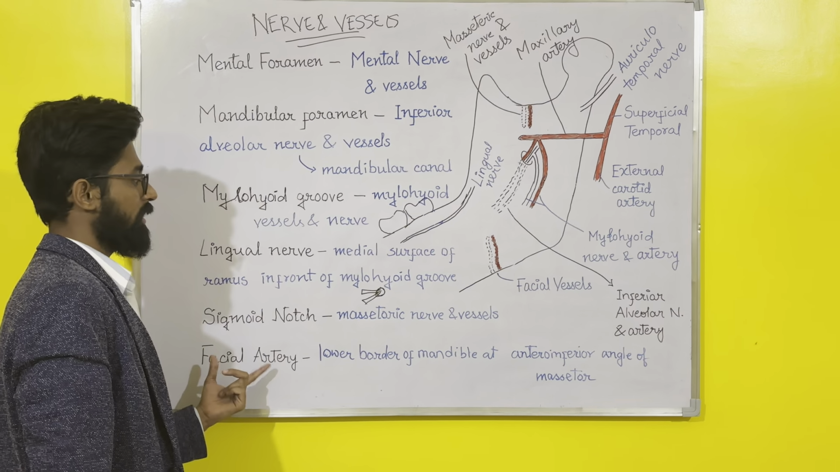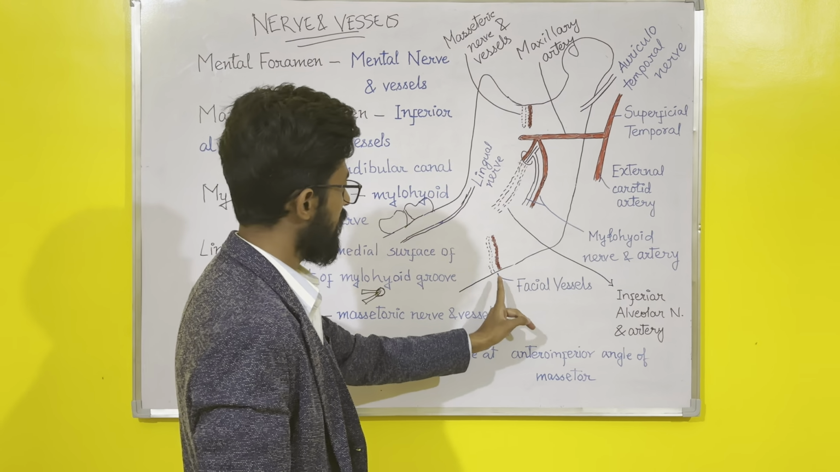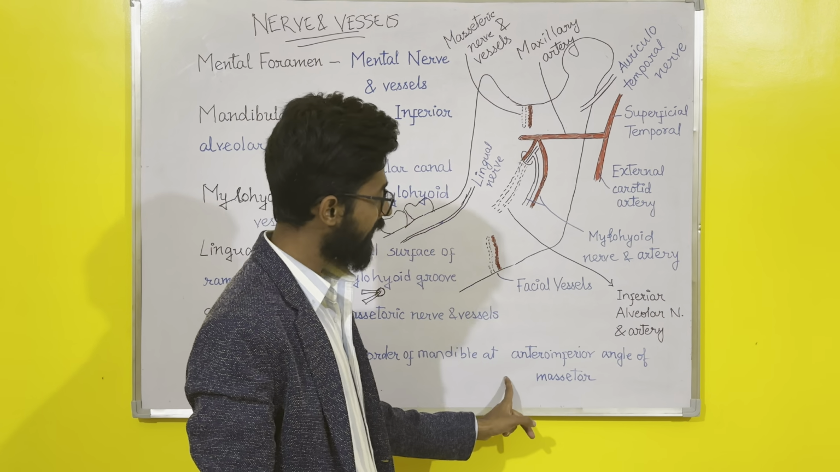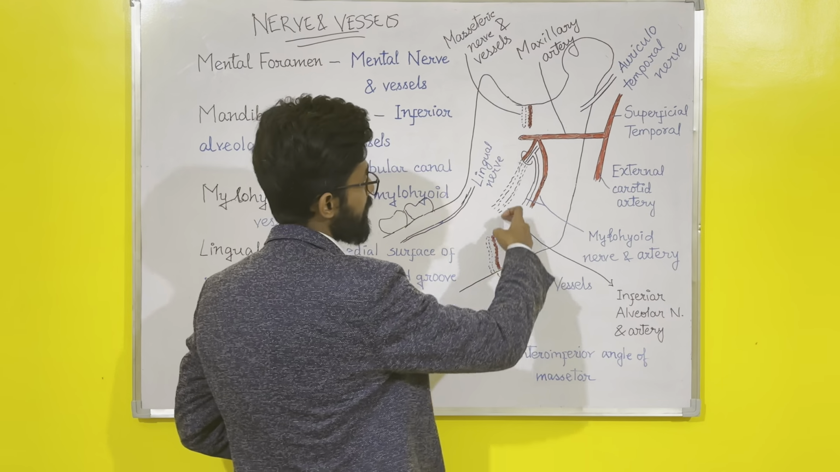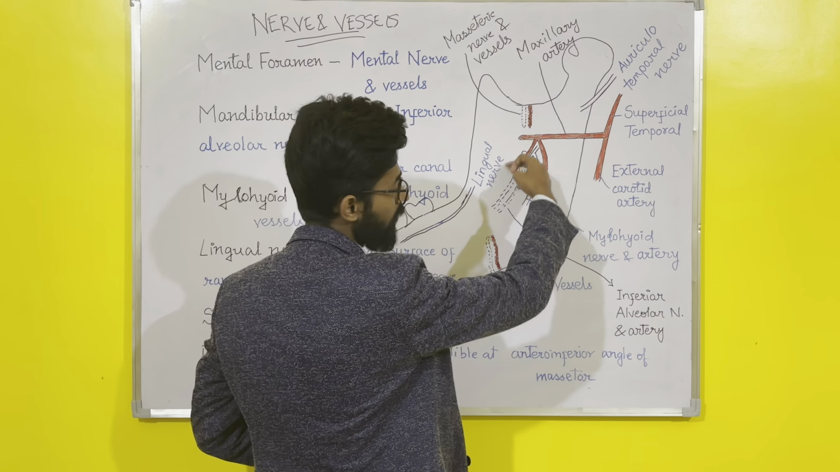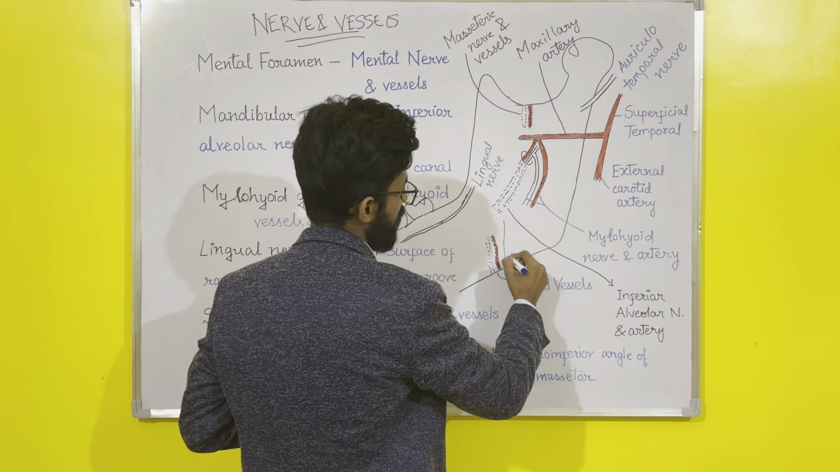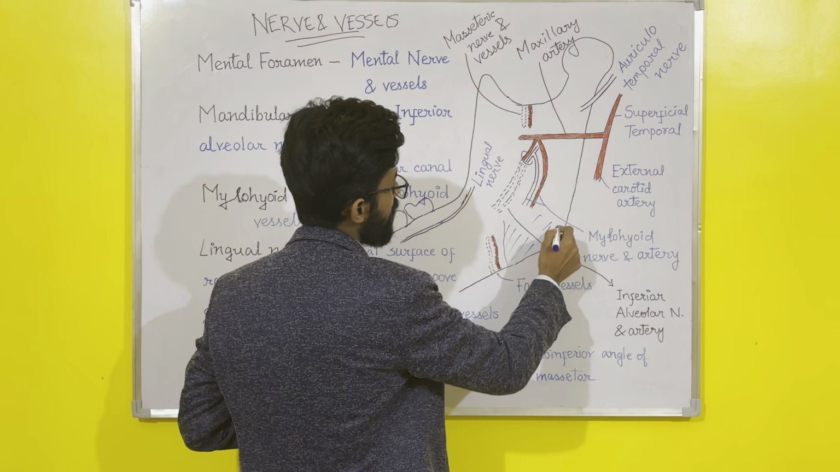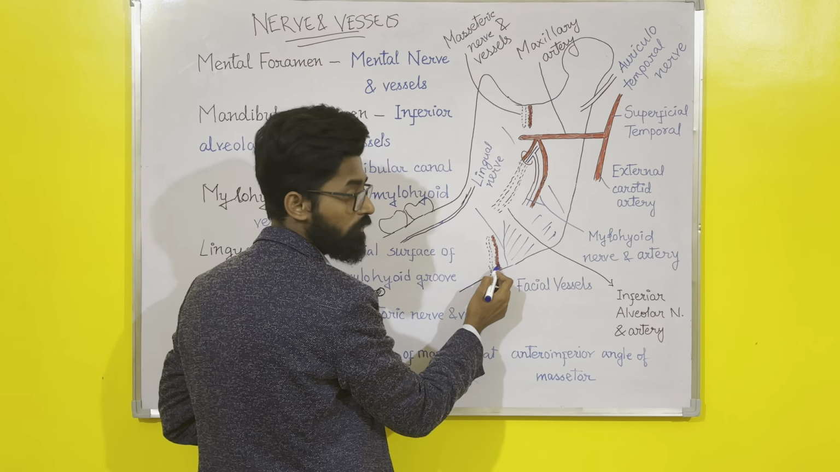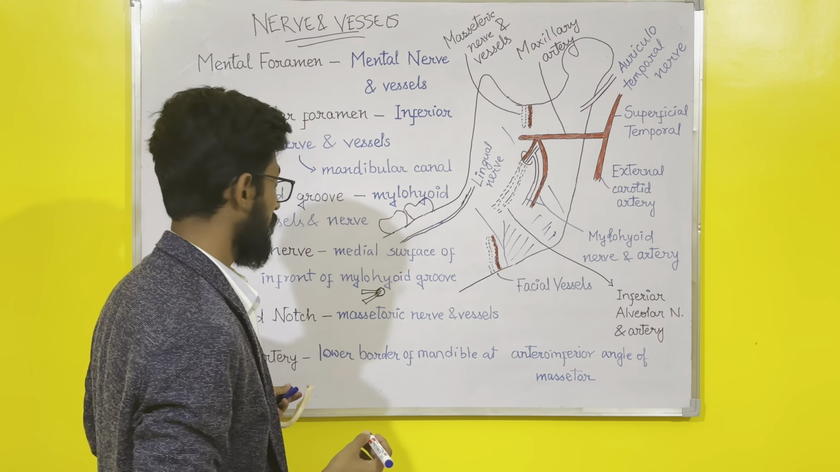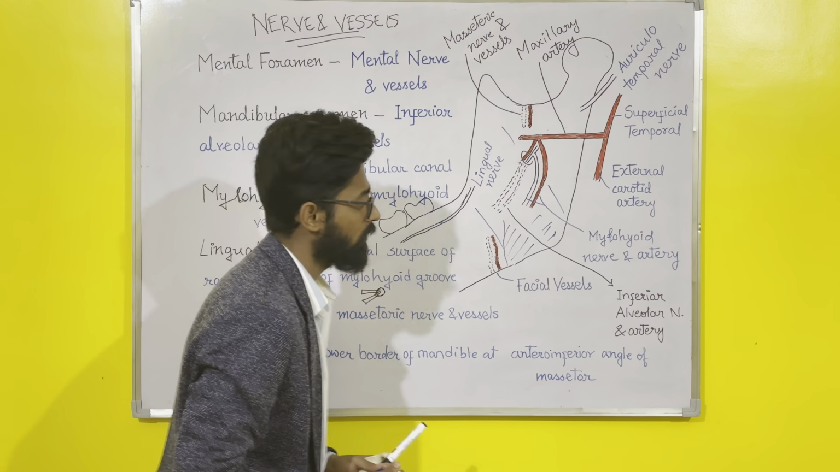Next is the facial artery. The facial artery is present on the lower border of the mandible here. Facial vessels are present on the lower border of the mandible at the antero-inferior angle of the masseter. If you remember, masseter is present here. Attachment of masseter is here somewhere. In the last diagram we saw that. So masseter comes like this. This is the masseter. At the antero-inferior angle of the masseter are the facial vessels. The facial artery is present on the lower border of the mandible at the antero-inferior angle of the masseter.